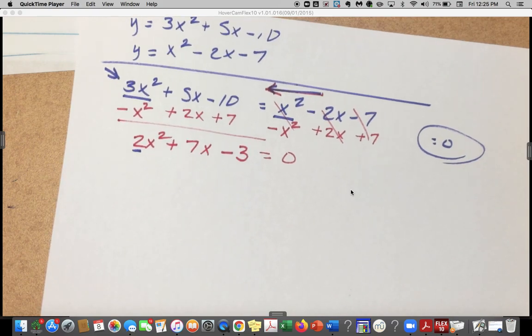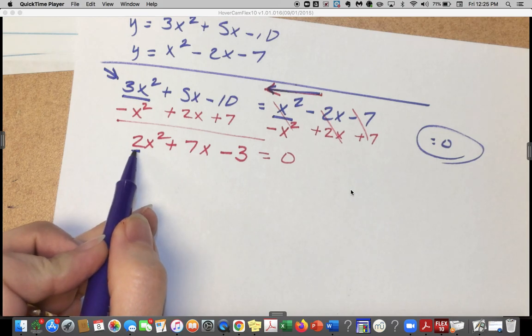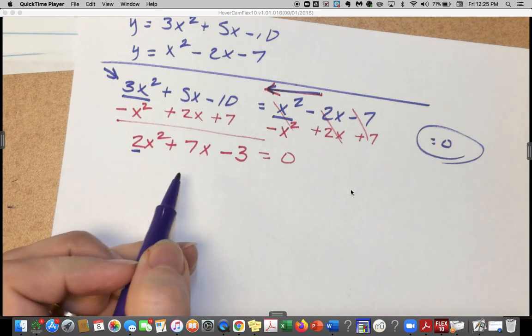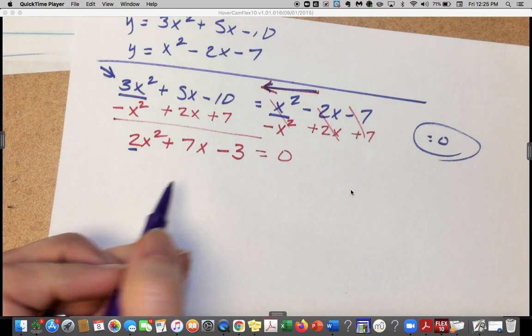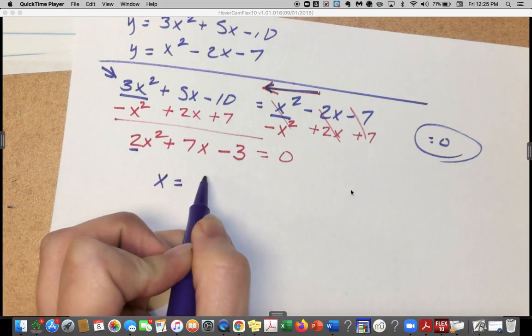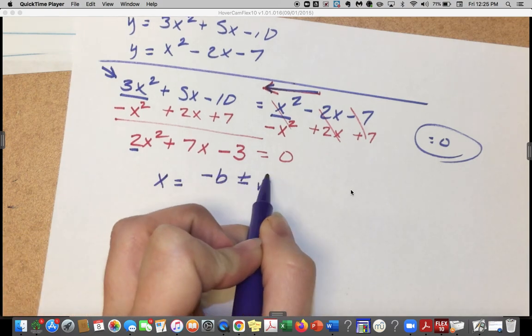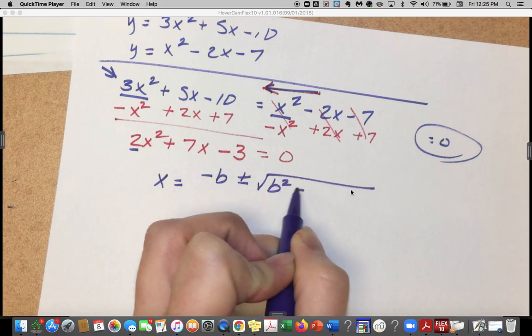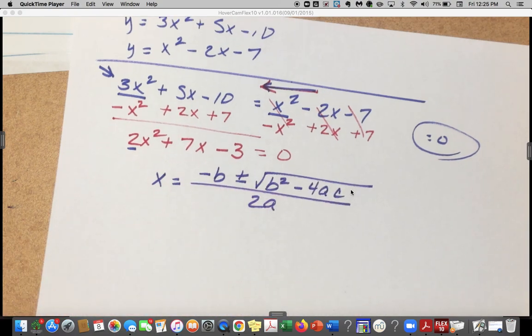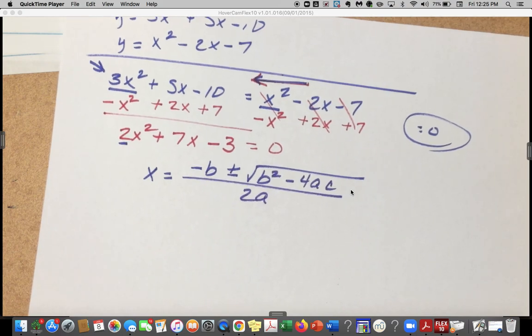I can do that or complete the square, but with an a that's not 1 and a b value that's also odd, completing the square would be really, really rough. So we do need to go to the quadratic formula. So x is equal to -b plus or minus the square root of b squared minus 4ac, all over 2a. So you do need to put that to memory and know it.